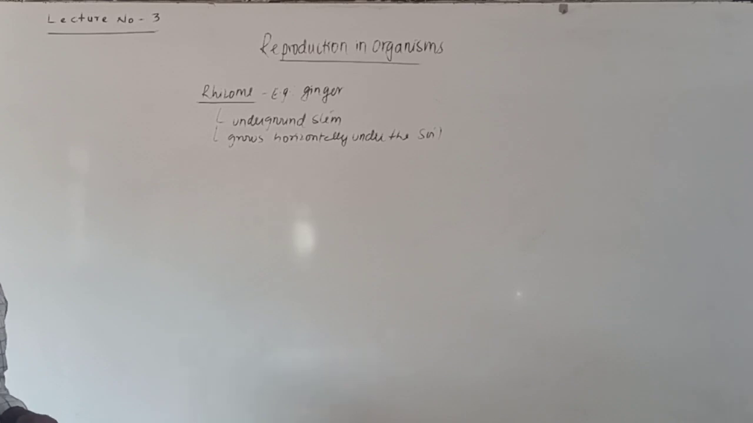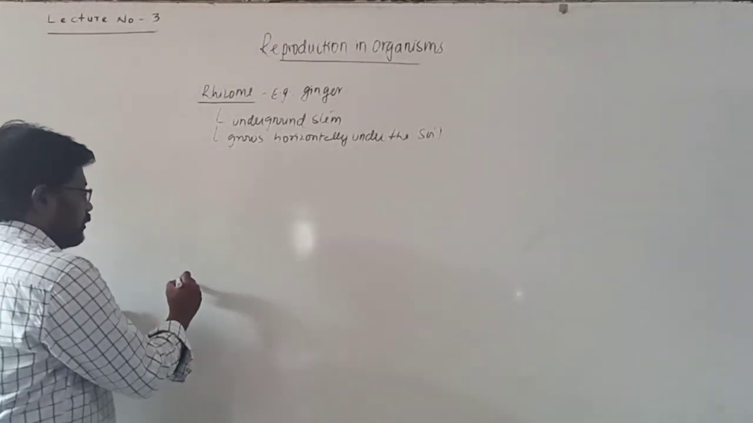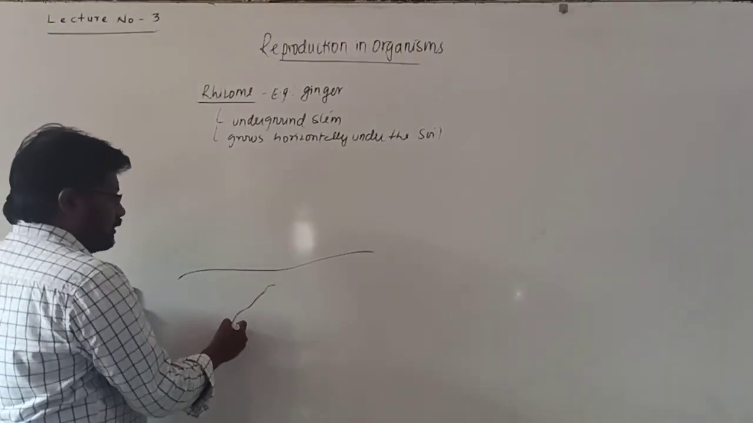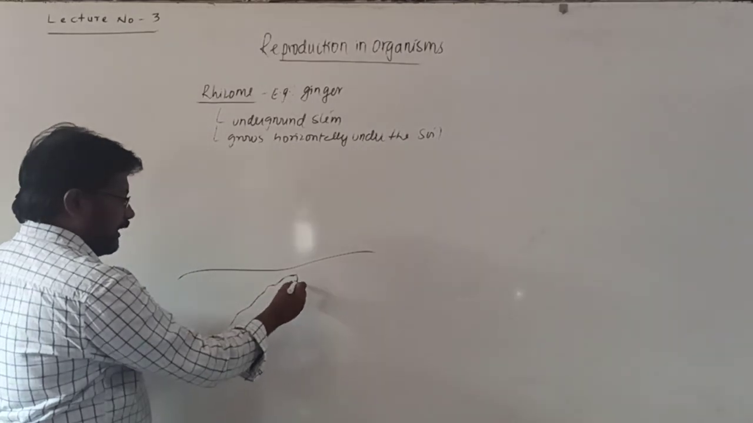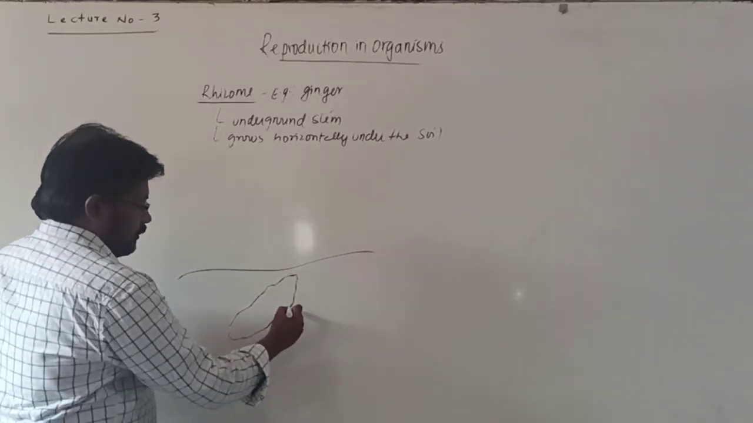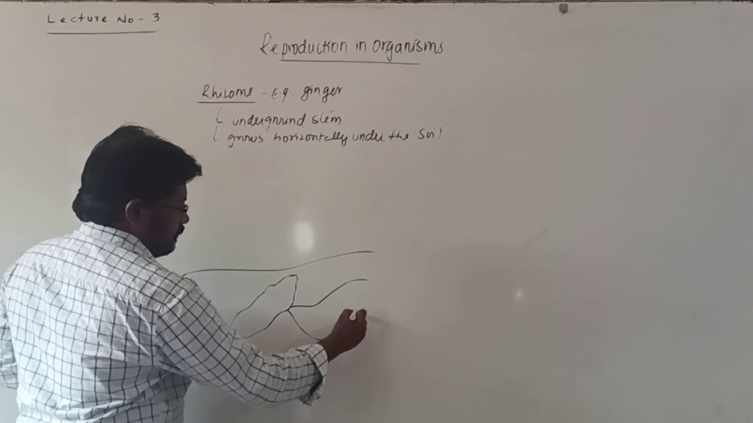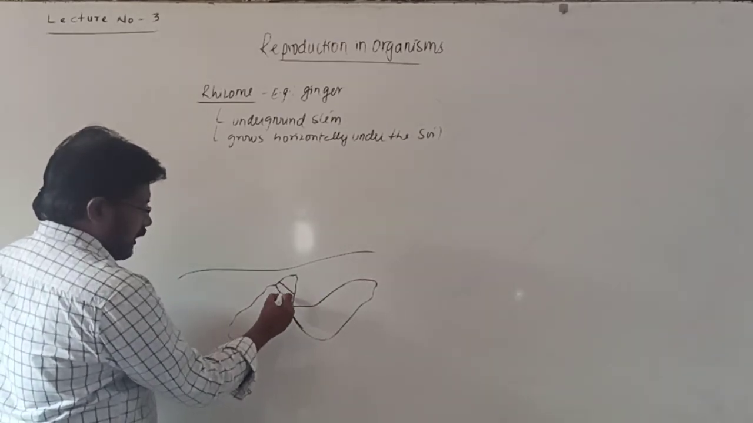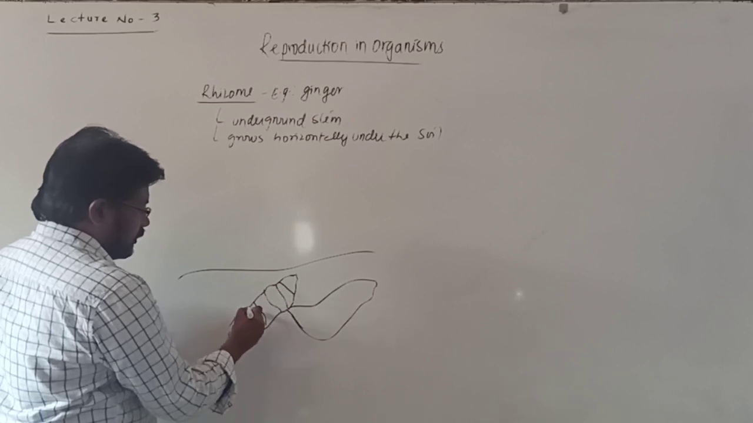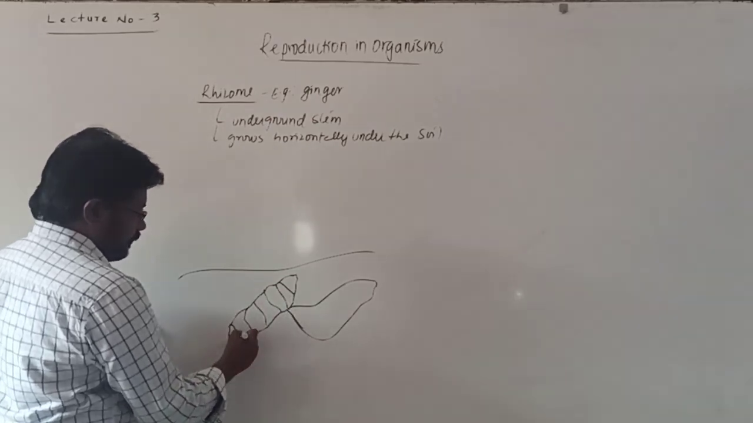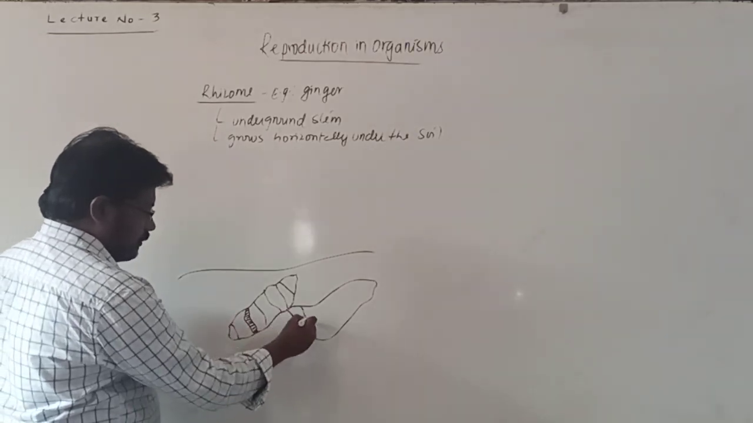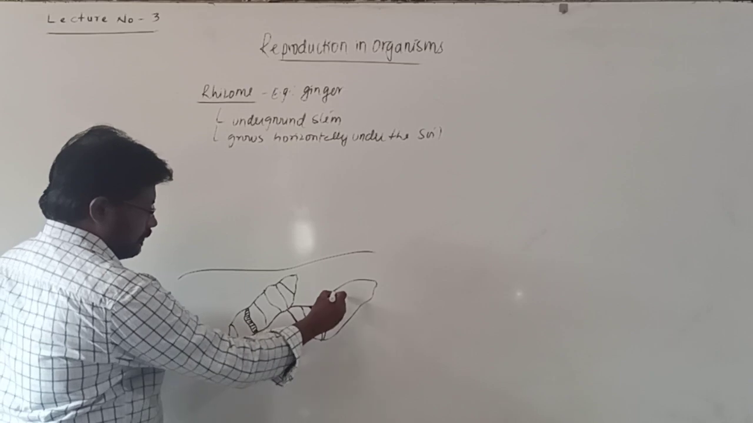It's an underground stem, and in unfavorable conditions the shoot system might get damaged, and the stem will remain dormant under the soil. So you can see in this case, it will be showing the nodes and internodes. And there will be scale leaves also present on it.